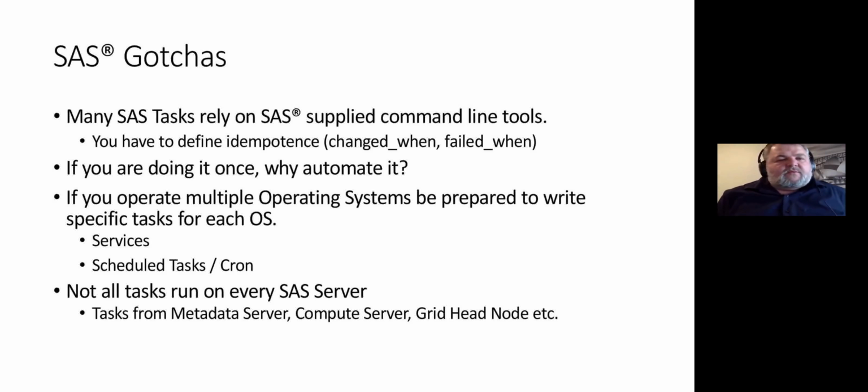An important concept with Ansible is configuration management and development operations. As a concept, there's a bit of a catchphrase of "automate all the things." I would question that if you're only doing that task once and only once, do you need to automate it? And as I said before, if you operate multiple operating systems, be prepared to write specific tasks for each OS. So these are things like stopping and starting services. There are different modules depending on the operating system. Setting up scheduled tasks or cron jobs is another example.